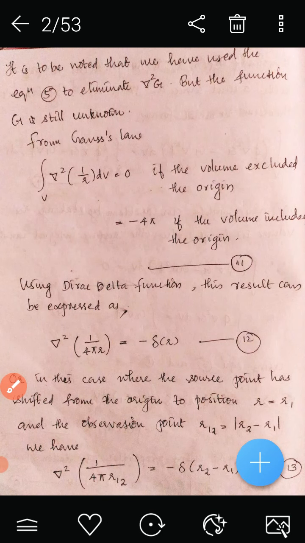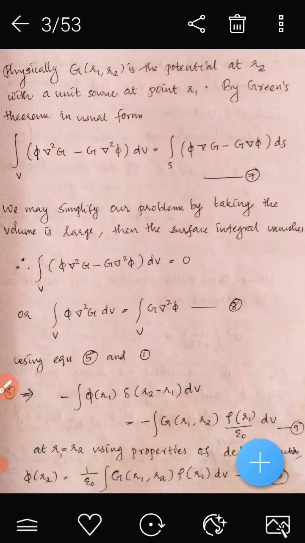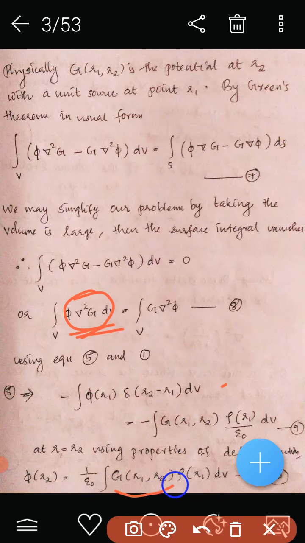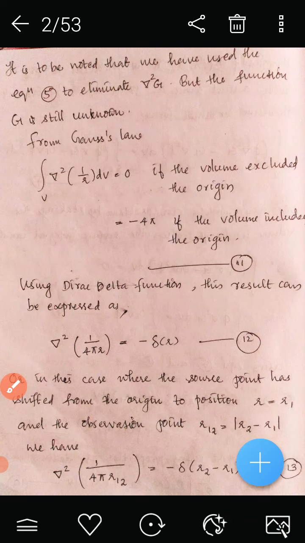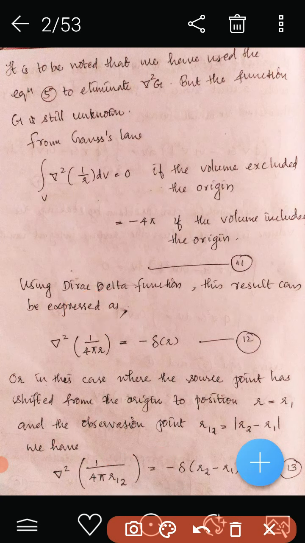Okay, but the function g is still unknown. We don't know the value of g, so we have to find out the value of g. So from Gauss law, the volume integral of del square 1 by r into dv is equal to 0 if the volume excludes the origin, and it is equal to minus 4 pi if the volume includes the origin. Using the Dirac delta function, this result is expressed as del square 1 by 4 pi r is equal to minus delta r. That is equation number 12.